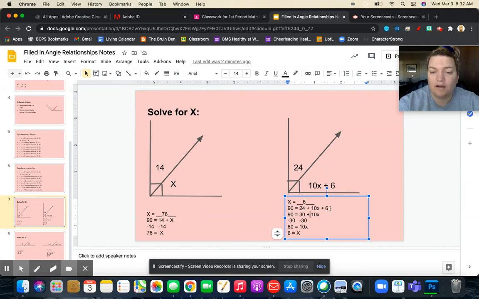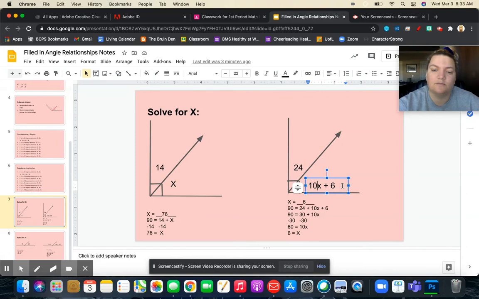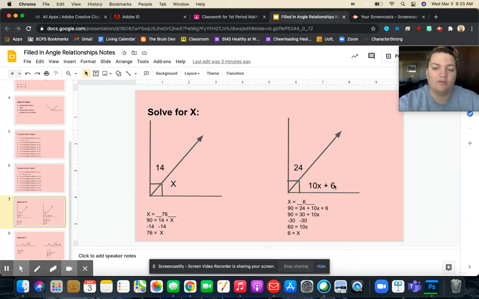Then we can combine our like terms. 6 and 24 can easily get added together. They're integers. So we end up with 90 equals 30 plus 10x. Take 30 from both sides. You get 60 equals 10x and x equals 6. If you plug in that x value of 6, you end up with 60 plus 6, which is 66. 66 plus 24 equals 90. So you can still check your x value and make sure that you're getting the right solution.